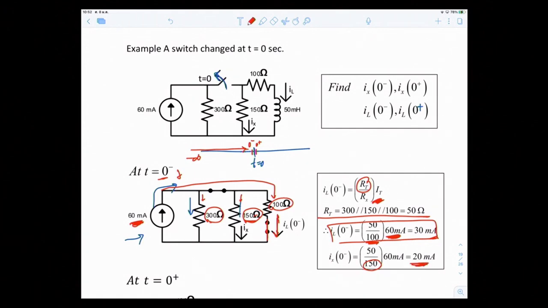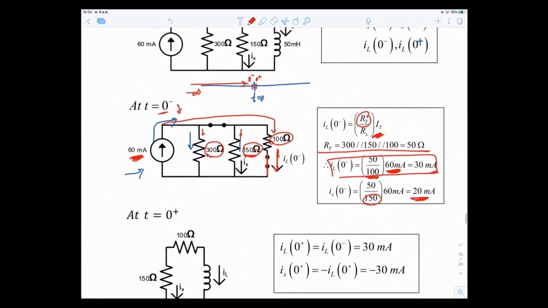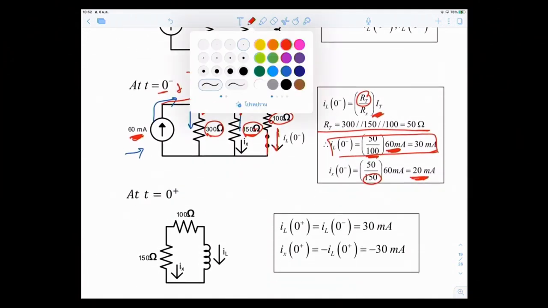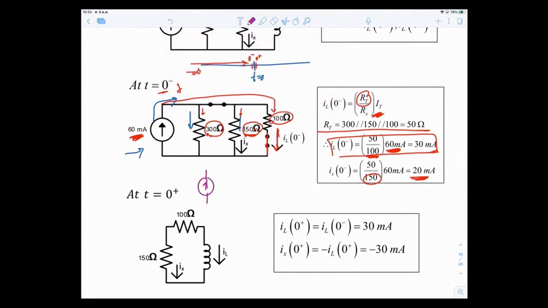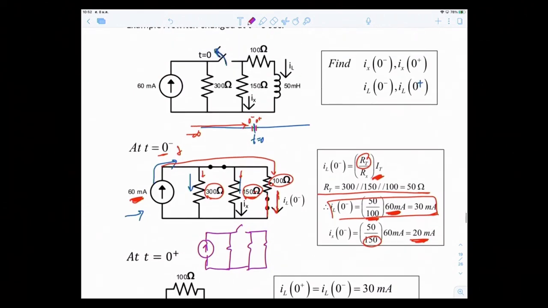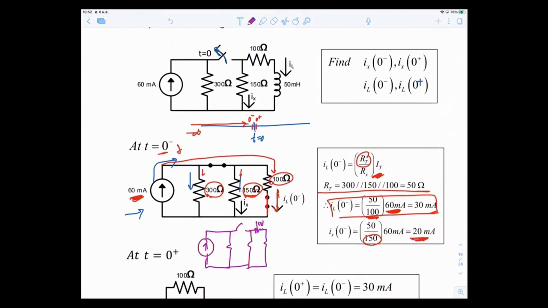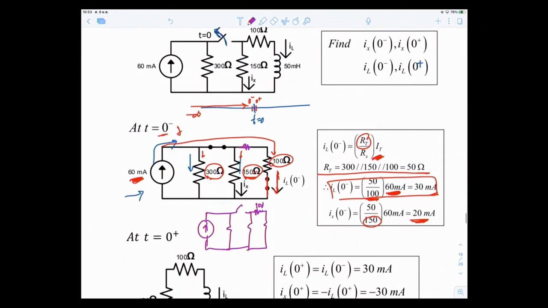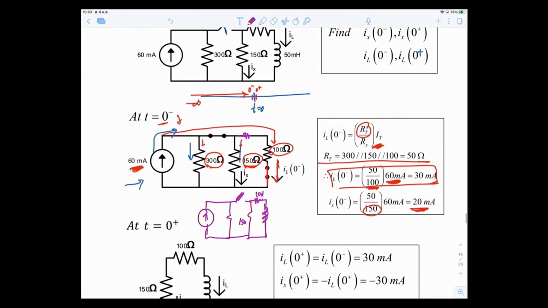So you get this. Then the switch changes and opens up. Actually, let me draw a circuit here. So this becomes your circuit. The switch opens up like this. So you have 100, and I have an inductor right here, and I have 150 right here, right? The switch opens here. When the switch opens, it sort of disconnects all of this together.